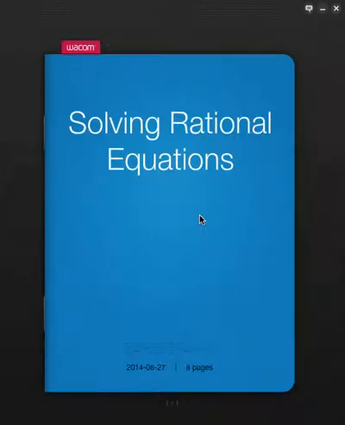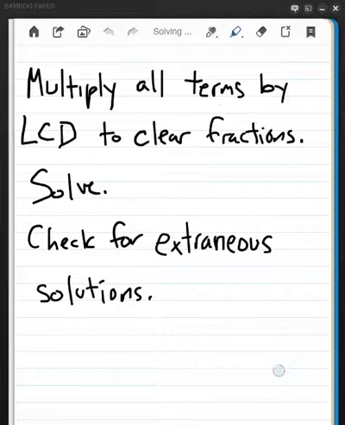Hello, today we are going to learn how to solve rational equations using a specific method. We're actually going to look at another method as well, but there's one that I want you guys to practice more so than the others. That method is to multiply all the terms by the LCD to clear out your fractions. Once you have your fractions cleared, you can solve regularly, and then at the end we're going to check for extraneous solutions. Alrighty, let's get started.